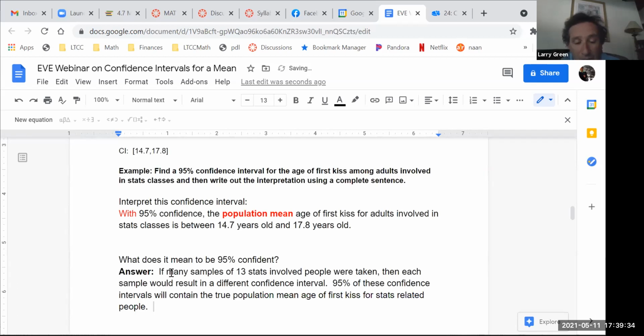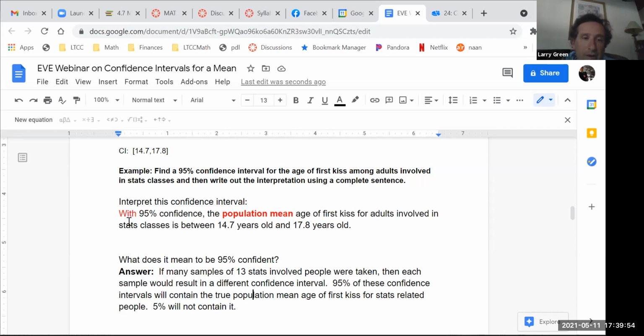Five percent won't. Five percent will not contain it. Any questions about interpreting the confidence level? Again, the confidence interval starts with the word "with."